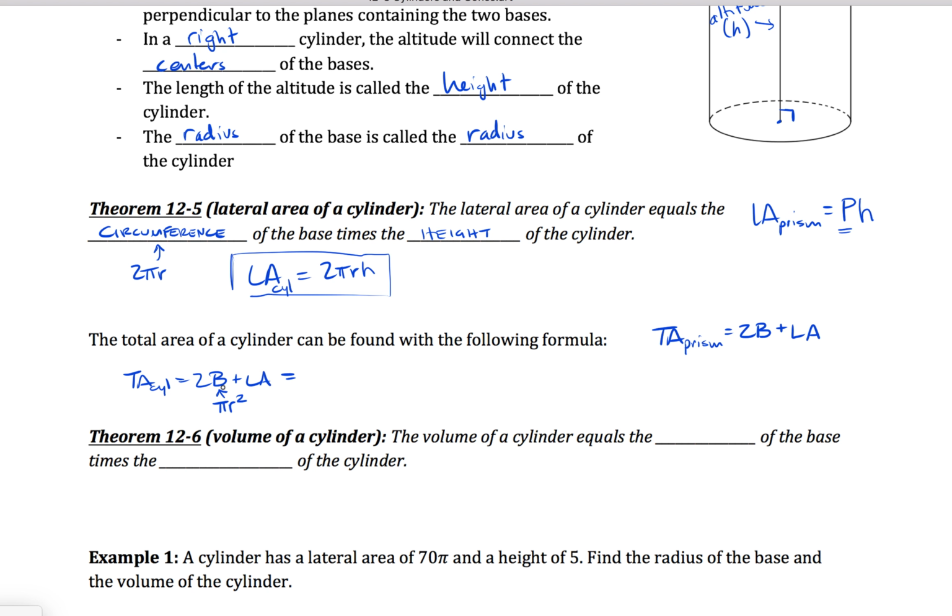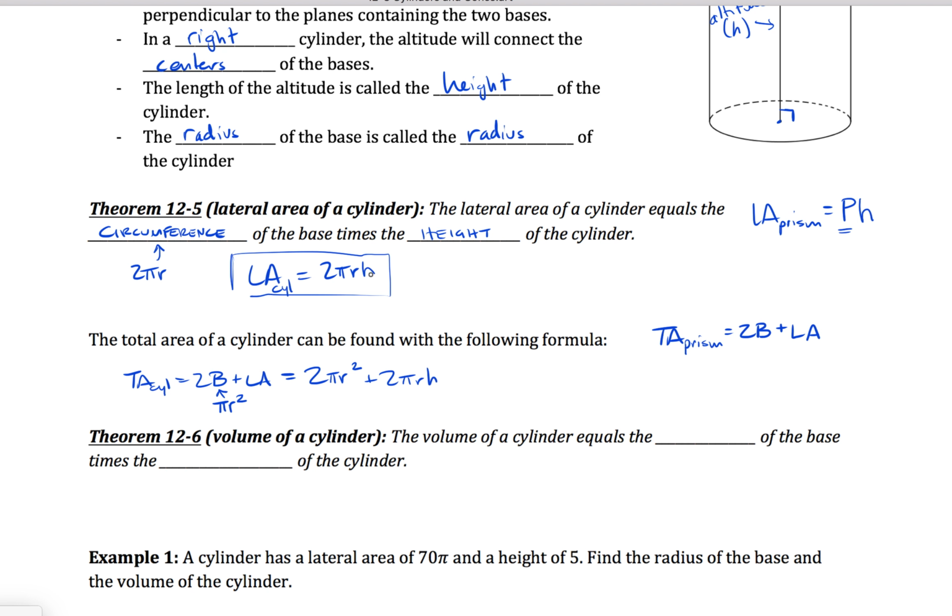So we can rewrite this total area formula this way, and this is probably what you're going to want to write down on your note card or your notes or wherever. You're going to write down 2 pi r squared, that's 2 times the area of the base, plus 2 pi r h.